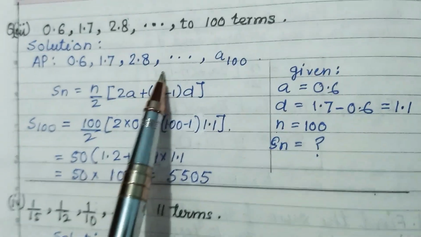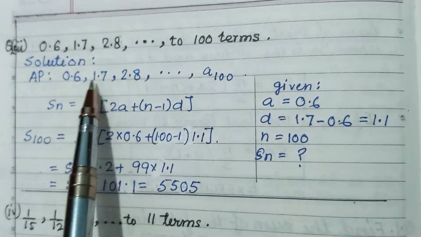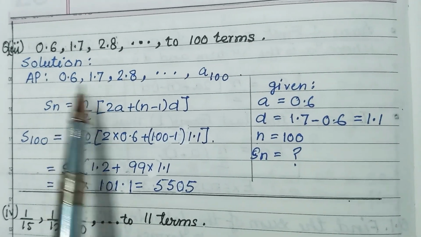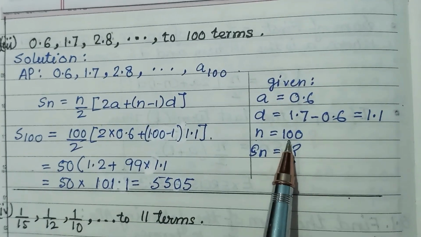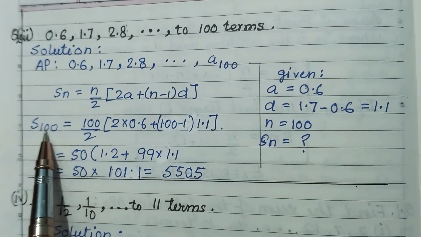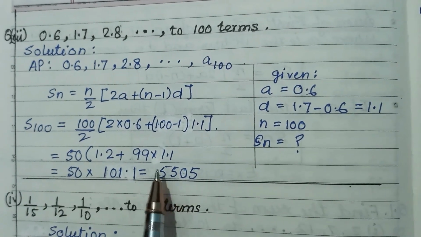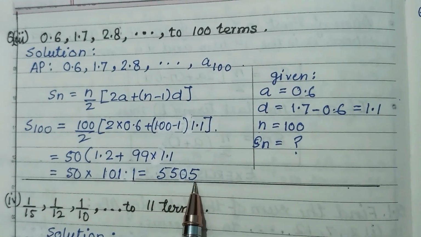Next question, the AP is this one of 100 terms. A is 0.6, d is 1.7 minus 0.6, and n is equal to 100. So again substitute the values, and S100, that is the sum of 100 terms, is 5505.